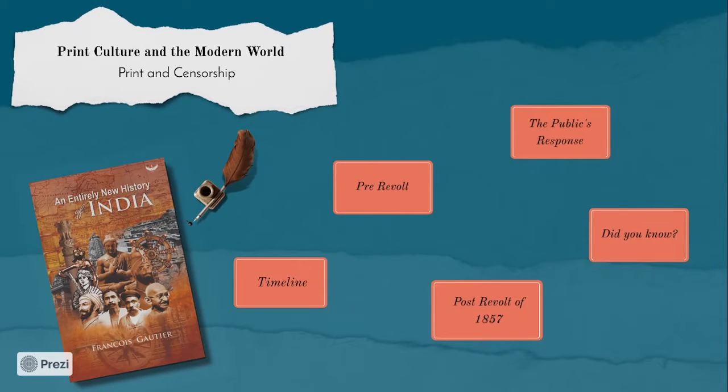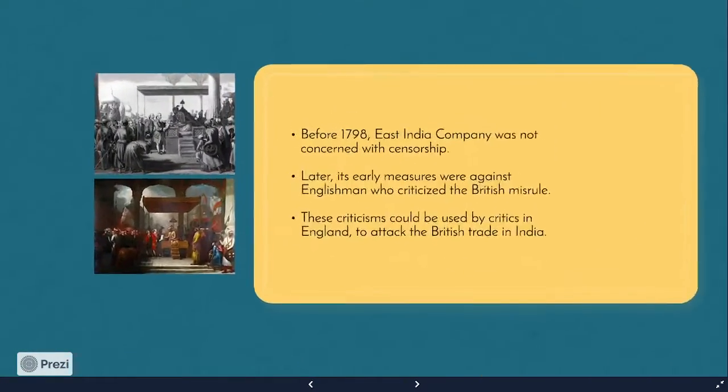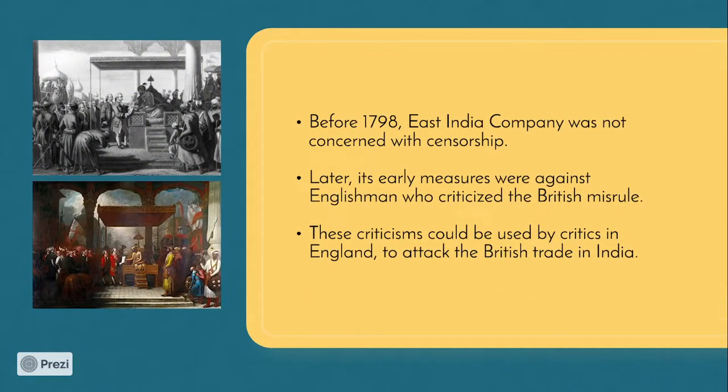Okay, so what happened pre-revolt? Before 1798, the East India Company was not too concerned with censorship, but strangely, its early measures to control printed matter were against Englishmen who were critical of the company's misrule. The company was worried that these criticisms could be used by Englishmen in England to attack the trade in India.